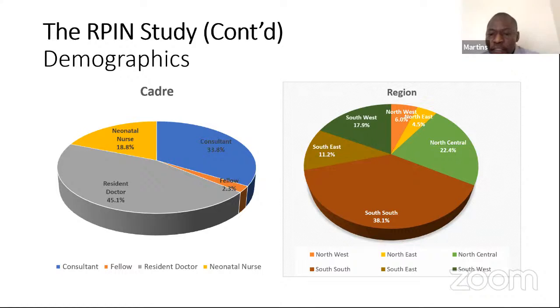And again, the Northwest and Northeast is the part of the country that's currently under Boko Haram. So it's actually war, insurgency going on there. That may also have affected the number of responses we got from that region. That may account for why we have a low turnout from the Muslim colleagues.